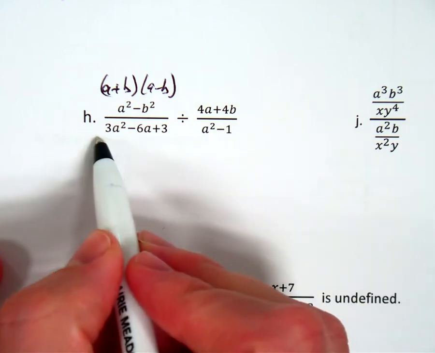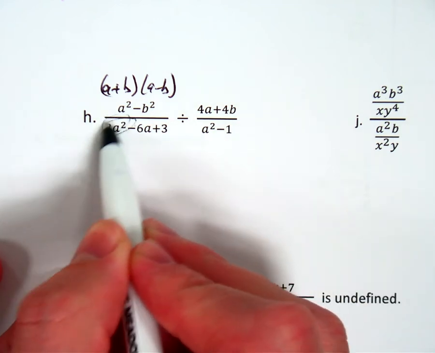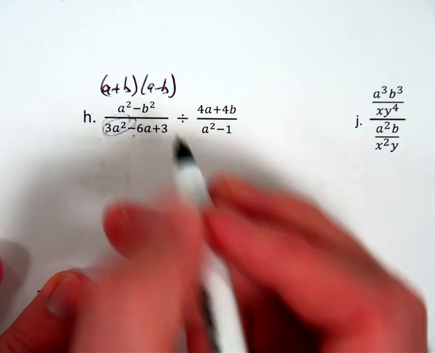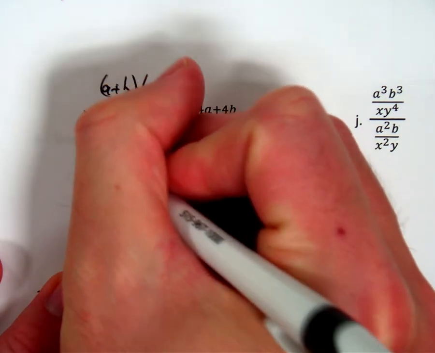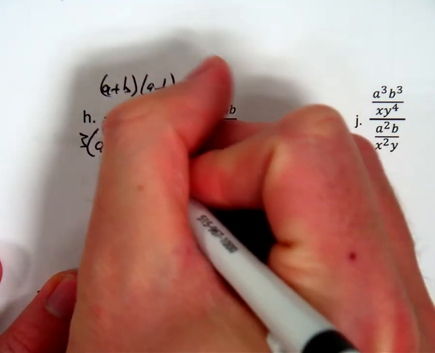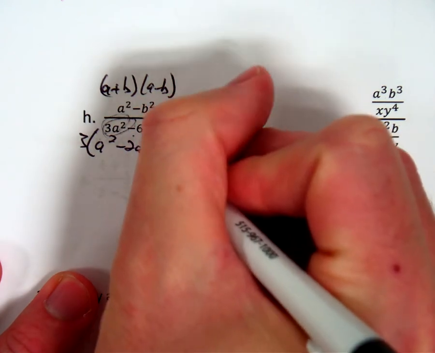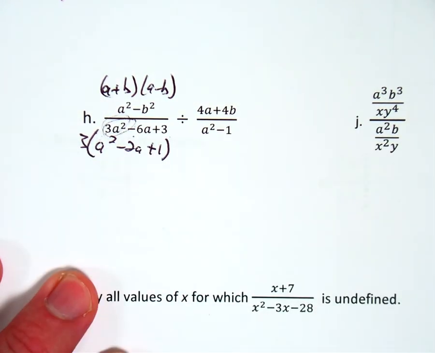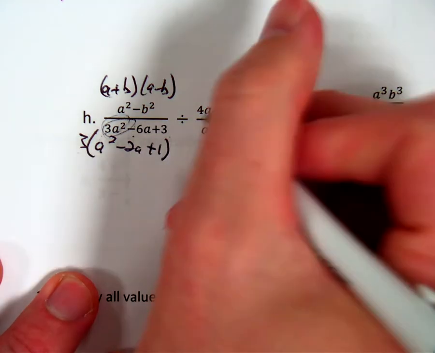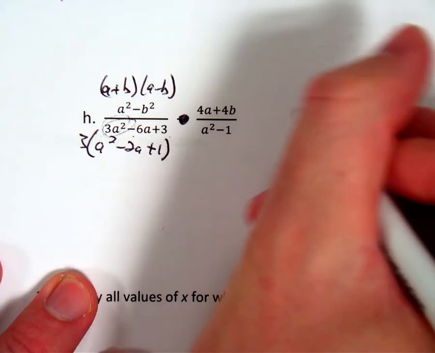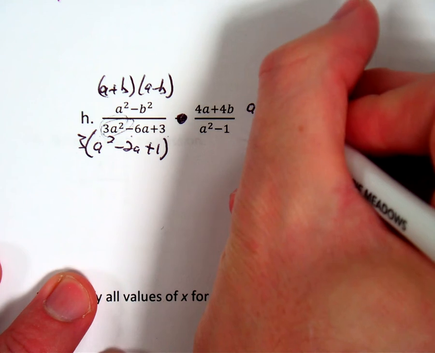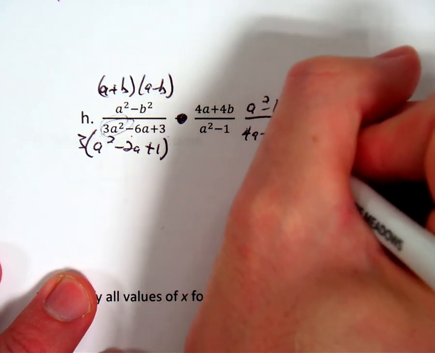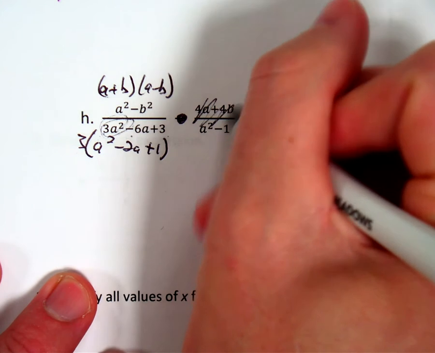All right, this one's scary because there's a number in front of a. But lucky for us this time, 3, 6, 3, they all can be divided by 3. Pull a 3 out in front. A squared minus 2a plus 1. And then you just go back and divide all these by 3. We're going to change this to multiplication. So now that's going to put a squared minus 1 on the top and 4a plus 4b on the bottom. I'm going to just kind of lightly scribble that out.